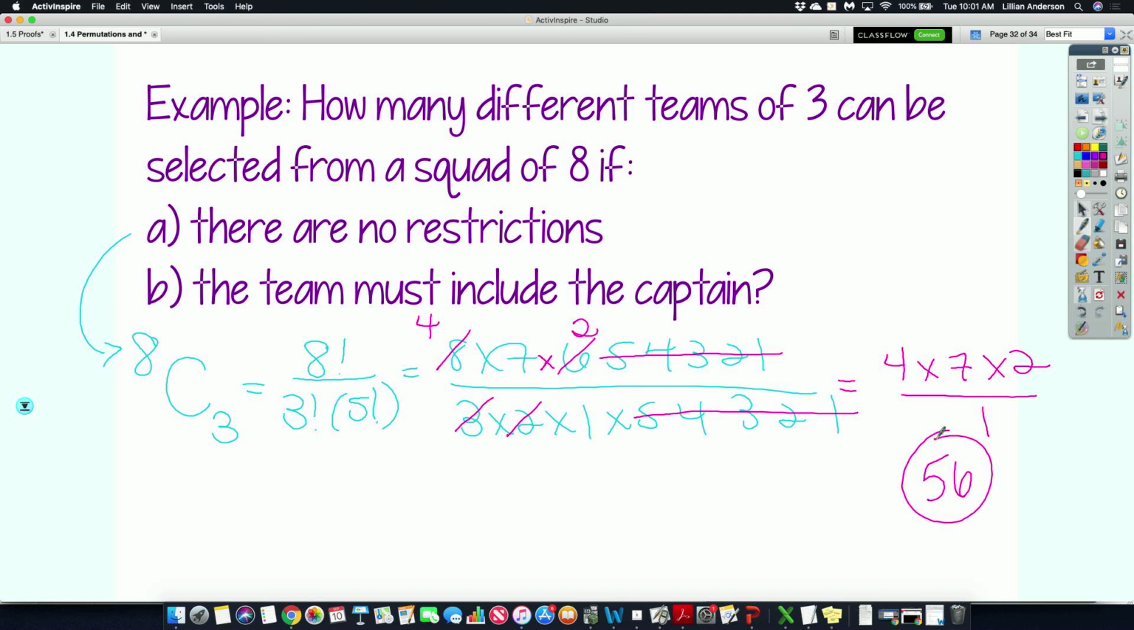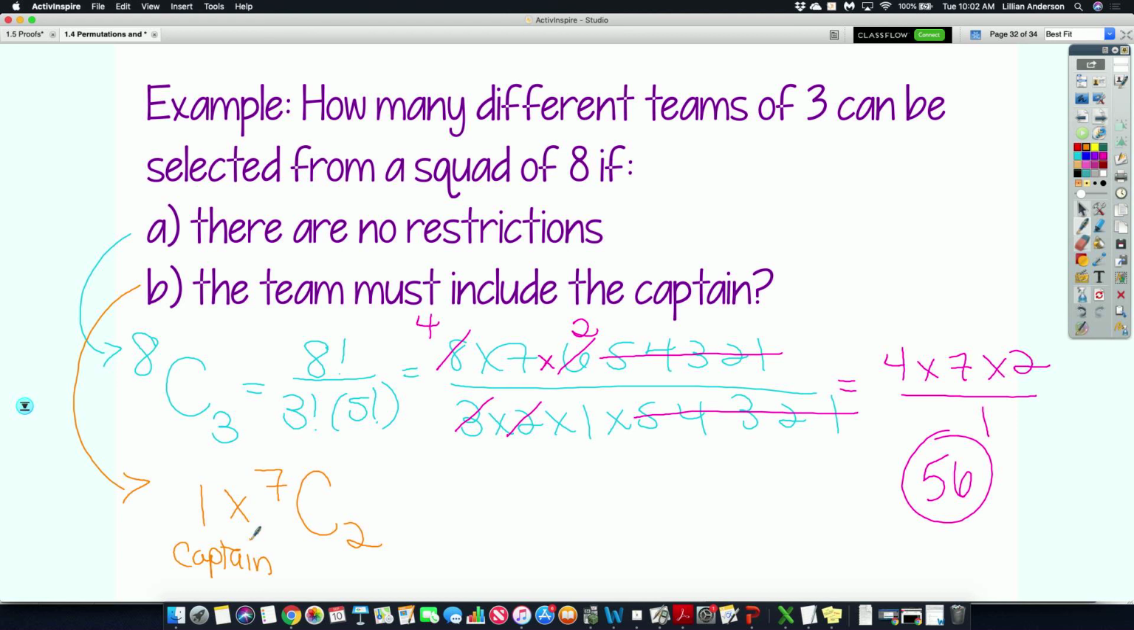But what if one must include a captain? That means now that there's 7 instead of 8, because one of those people has to be a captain. Once that captain is chosen, that leaves you only 7 to choose from, and I'm choosing 2, because that captain has already been chosen. One person is going to be that captain, and then from there I have 7 people to choose 2 from.